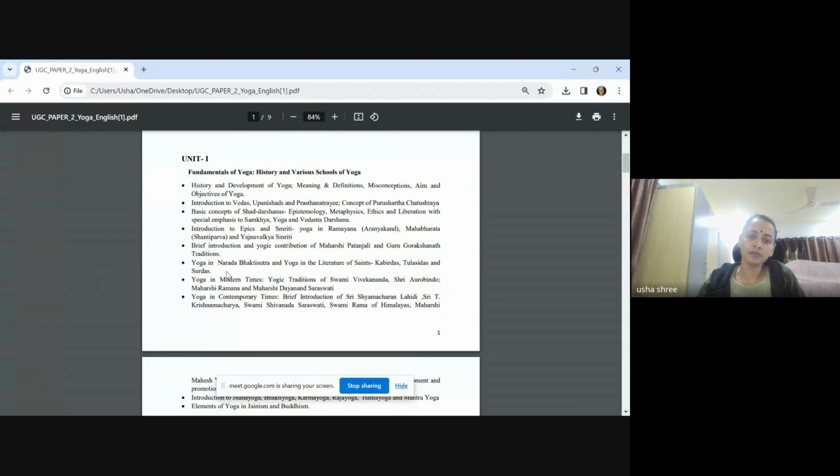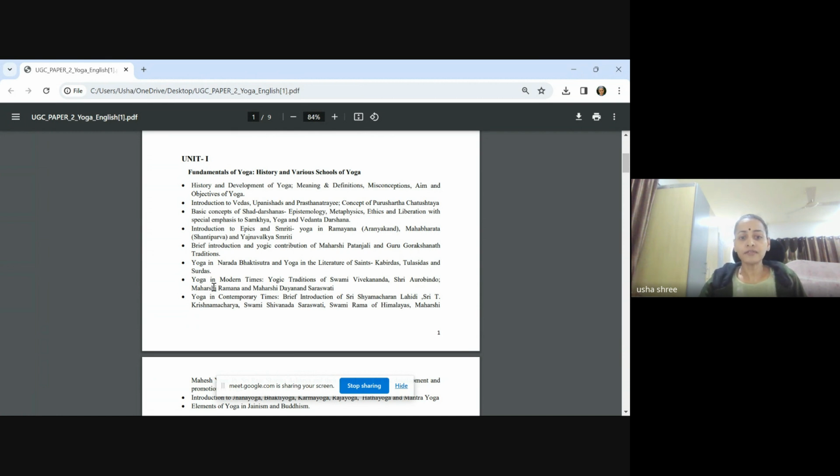So starting from here, you will see the life history of the sages and also the modern yogis in the last few centuries. Here it started with the contributions of Maharishi Patanjali and Guru Gorakshanath, who are age old. So you will have a little bit of introduction to that, followed by yoga in Narada Bhakti Sutras and yoga in the literature of the saints. Saints are Kabir Das, Tulsi Das, and Surdas, which are included in our syllabus. So you will learn a little bit of life history about these 3 saints also.